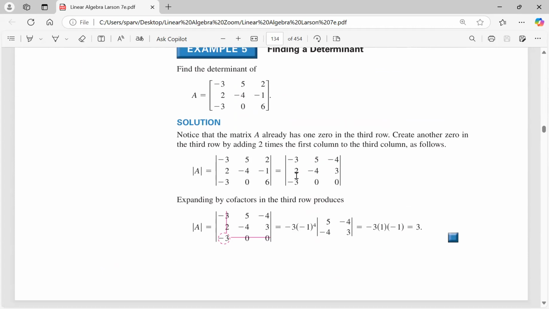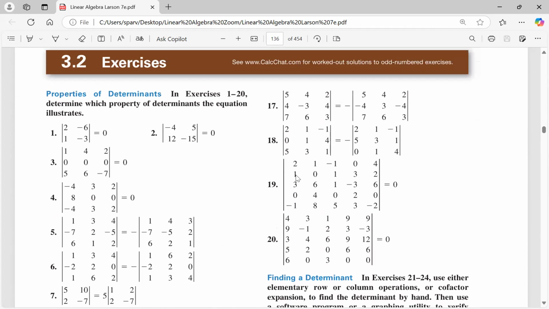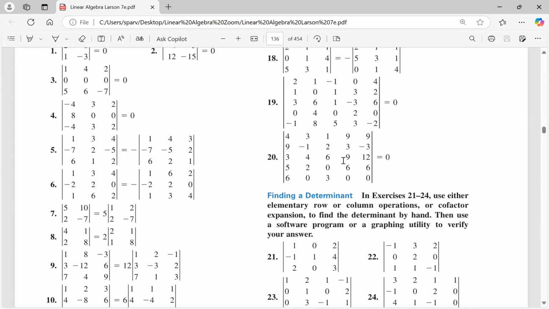Okay, so let's go back to number 20. What do you think, ladies and gentlemen? Why do you think this determinant has to be 0? Clearly, we don't have an entire row of 0. We don't have an entire column of 0. So that's not the reason.